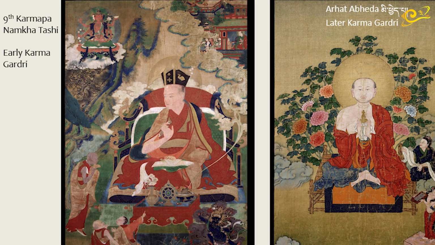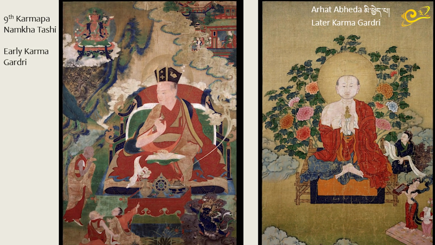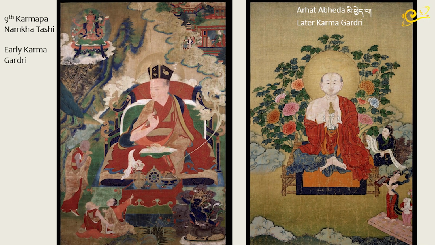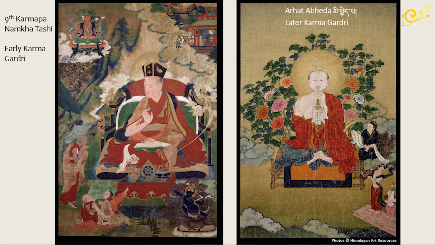So here's an example of the early Karma Gardri made in Tibet of the 9th Karmapa. We can see there's open canvas around his yidam above. We can see there's open canvas around his head. There is only a halo around his head and not his full body. We also see the blue-green rocks coming down out of the left-hand corner.